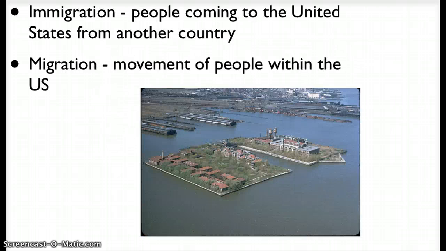America was able to fill its borders from people coming over from other countries, and we call this immigration. This brings us into migration, which is the movement of people within the United States, and this also played a large role in looking at the diversity of people who live in the United States today.